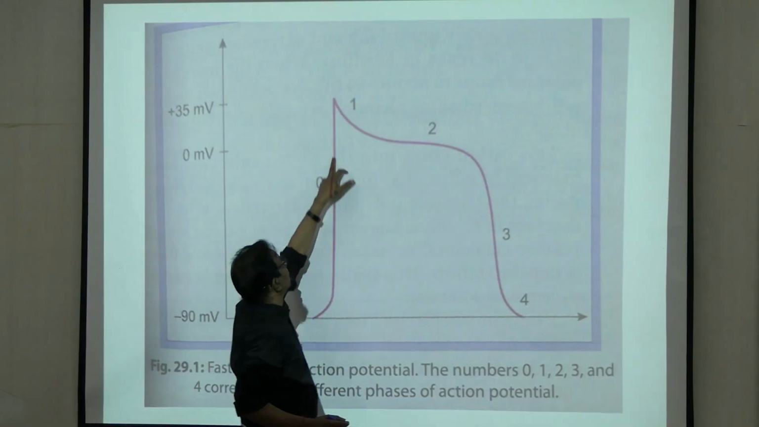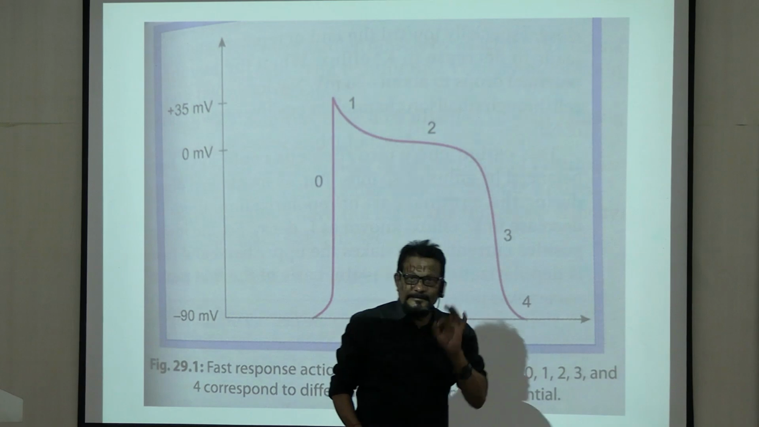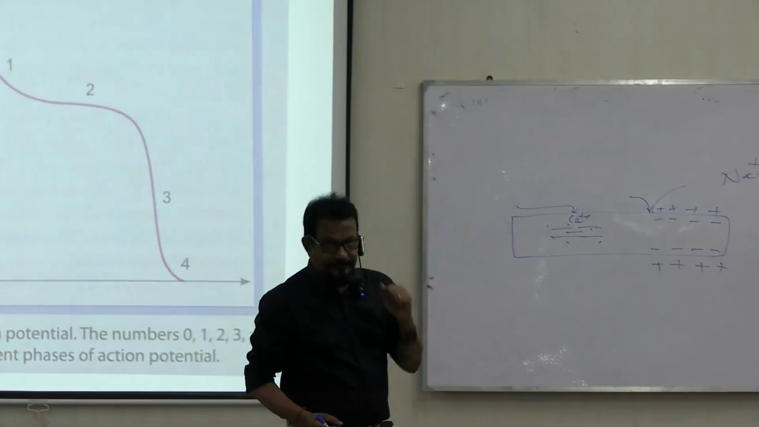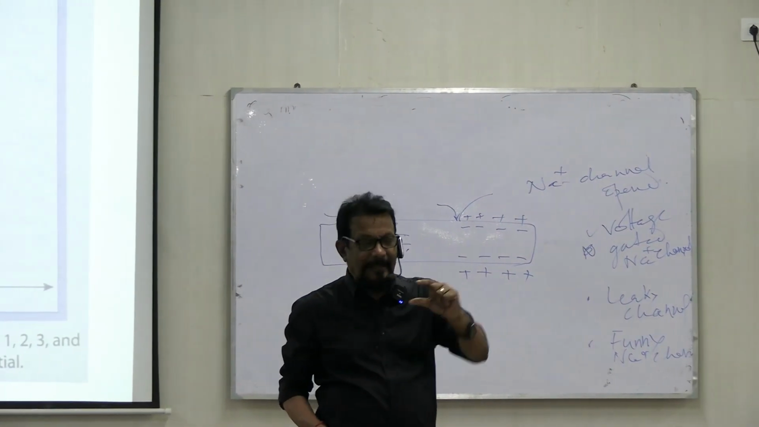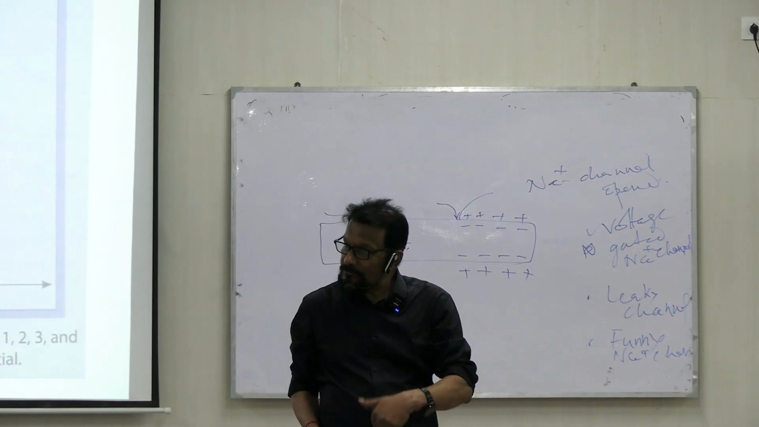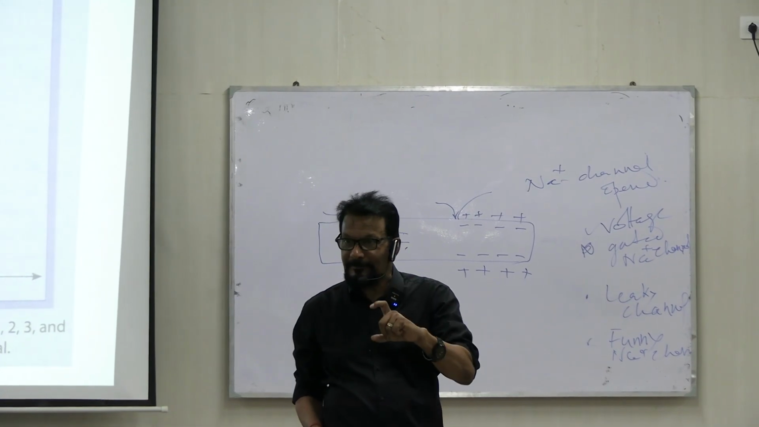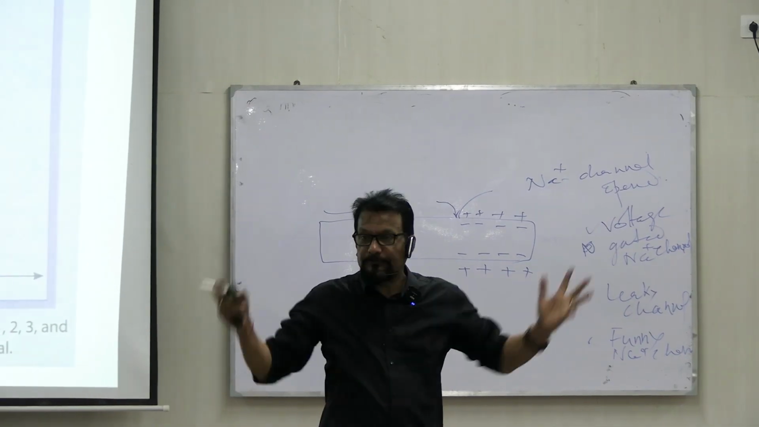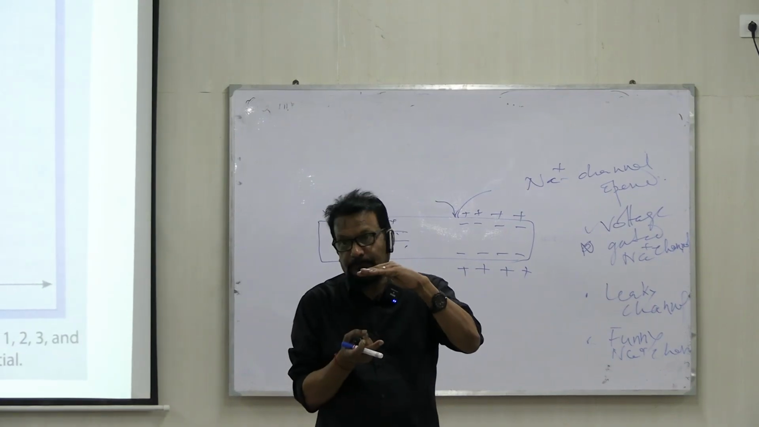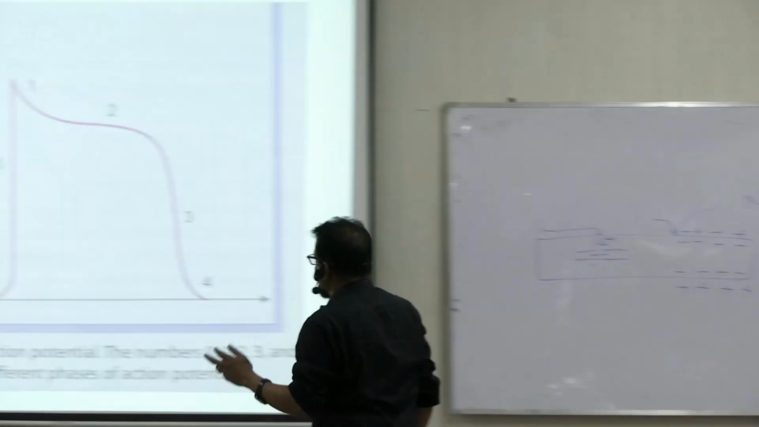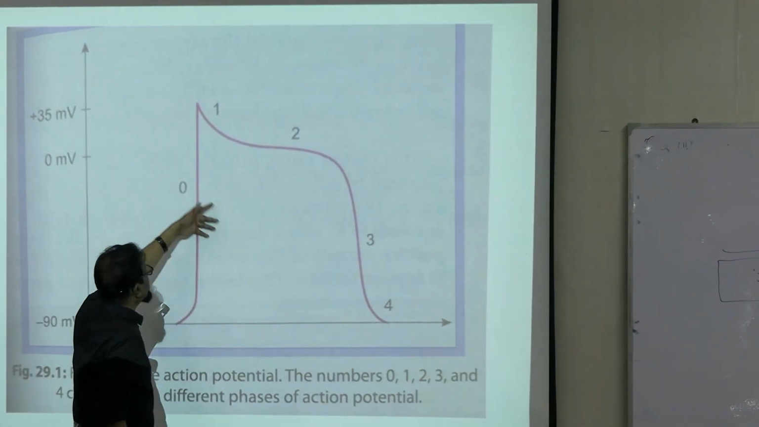So it will rise. The voltage gated sodium channel has two gates. One is the activation gate, another is the inactivation gate. And these gates, once open, will very shortly close. Since a lot of sodium channels are open, a lot of sodium ion will enter within this short period. So here what happened? Voltage gated sodium channels opened, and lot of sodium ion entered the cell.